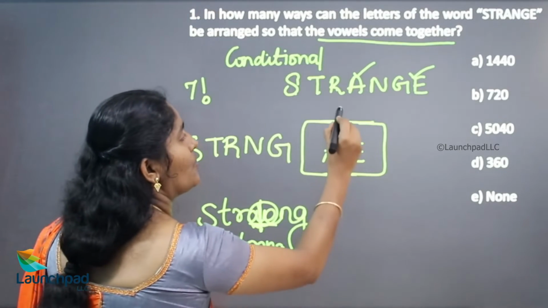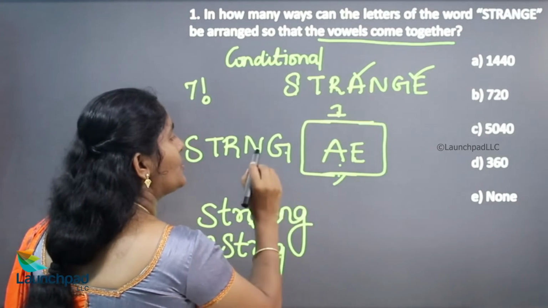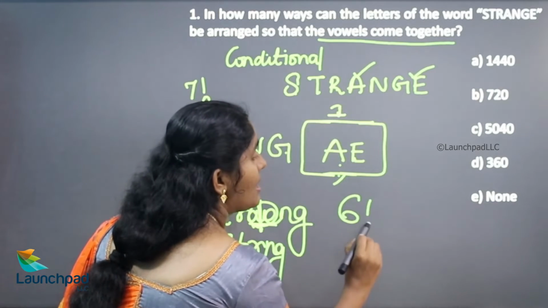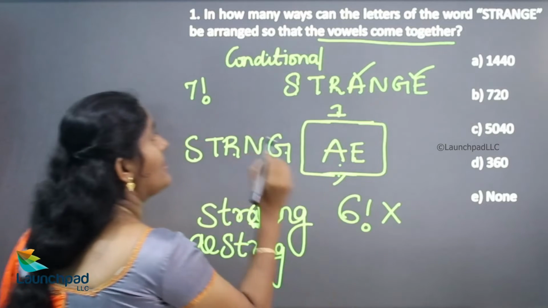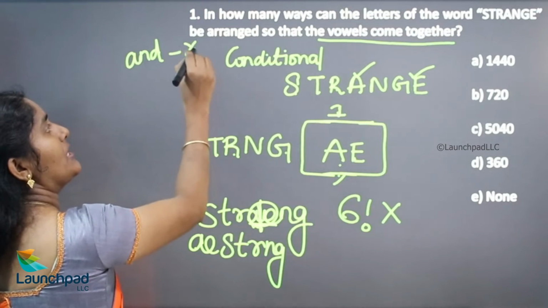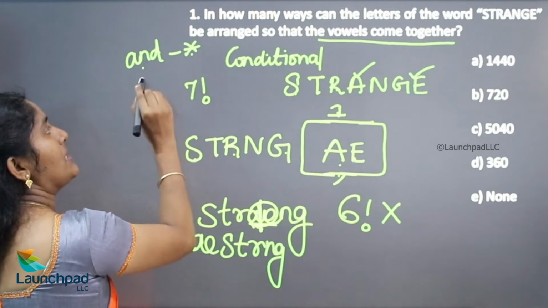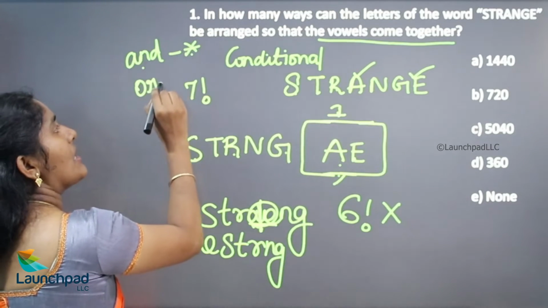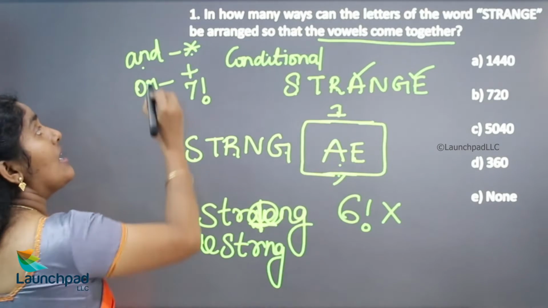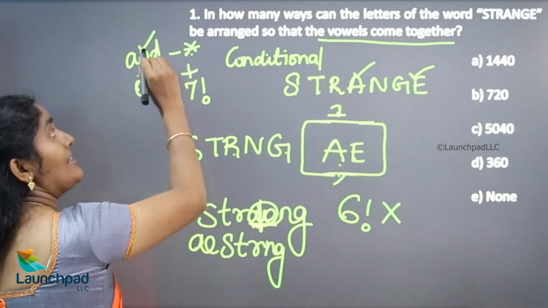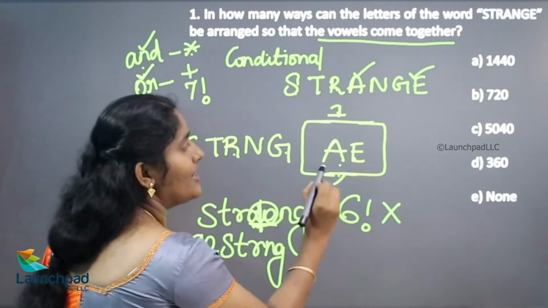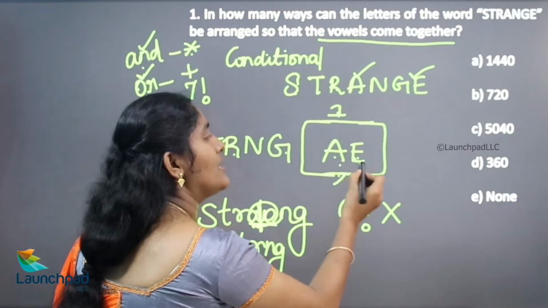So this is your one letter, 2, 3, 4, 5, 6. 6 factorial, and. And means multiplication, in permutation, and means multiplication, or means addition. You want to do this operation whenever you have the words and or in your question.